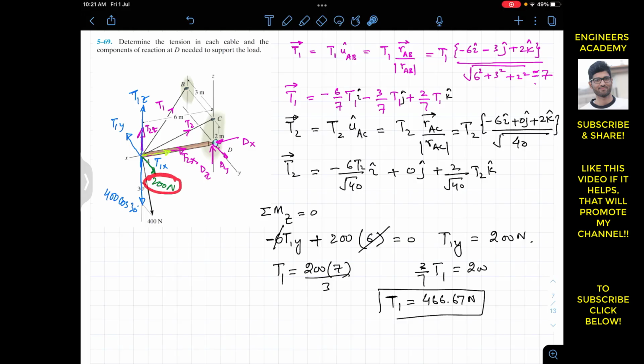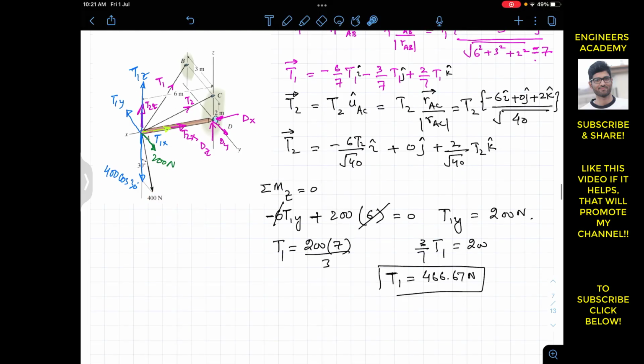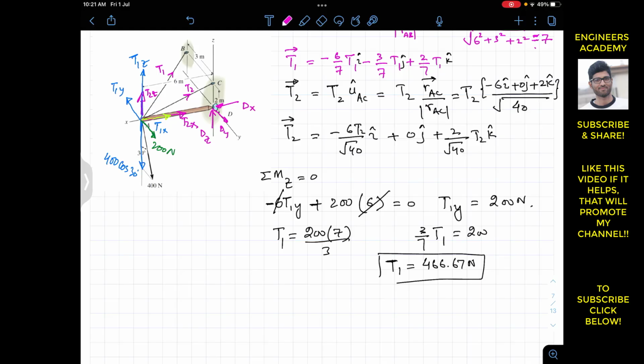So this 200 Newton is parallel with the y-axis, this T1y is parallel with the y-axis, and this T1x and T2x are intersecting with the y-axis. So T1x, T2x, 200 Newton, and this T1y are not going to produce the moment about the y-axis. So only the z components, T1z, T2z, and this cos component of this 400 Newton force are producing the moment about the y-axis. So now we can write that if we apply the summation of the moment about the y-axis equals 0, this will give us T2 now.